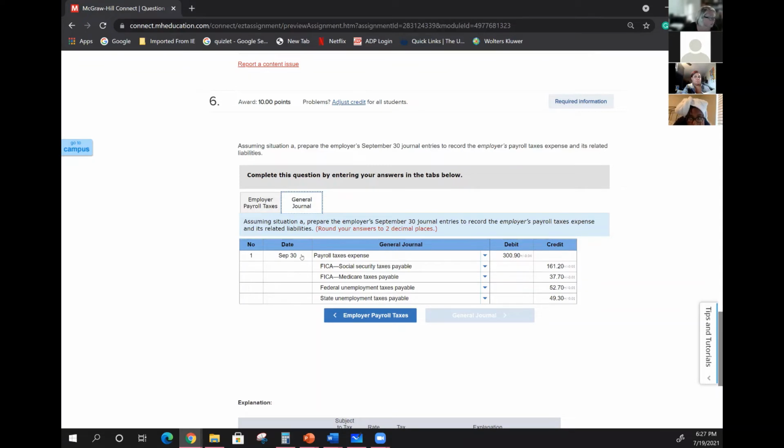All right, so here's my entry. I know the total of my expenses is $390,300.90, sorry. And then my credit is all of the liabilities that I have to pay out. So FICA, Medicare and Social Security, there's my two amounts for credit. And then here's my unemployment taxes. And there they are to pay out.